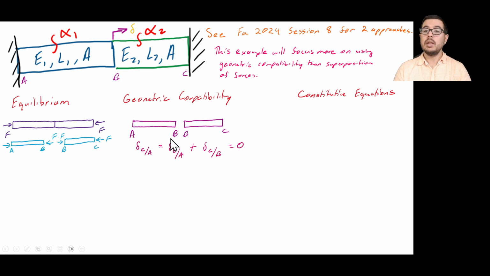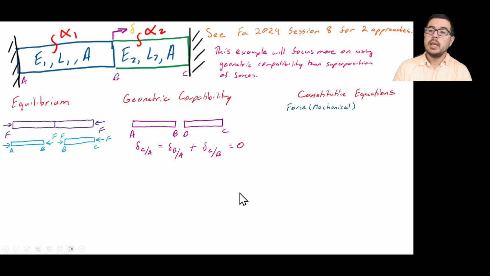So if AB moves to the right by some amount, we're going to see that CB is going to cause a shrinking or a negative displacement. B is going to be connected to B here, so this is going to move to the right as well, but now we're talking about these deltas in terms of how much the bars are expanding or how much they are contracting.